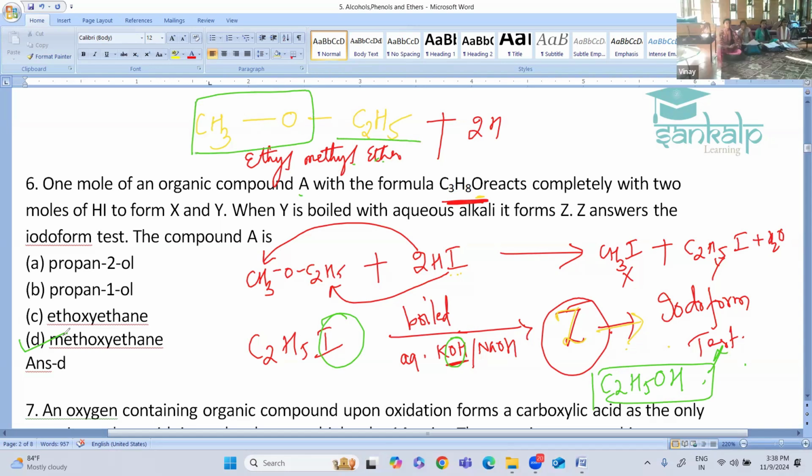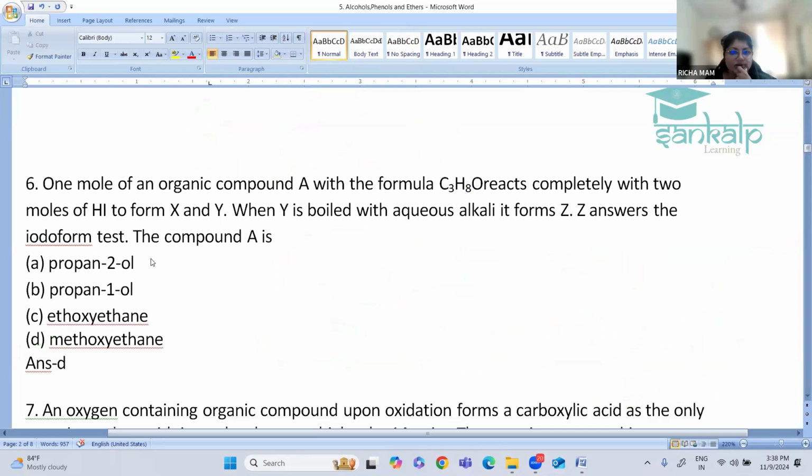Understood? Yes, ma'am. Okay, so like this, you need to know which compounds will give the iodoform test. You just have to recall all the tests.